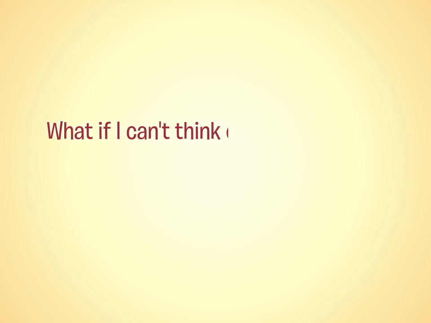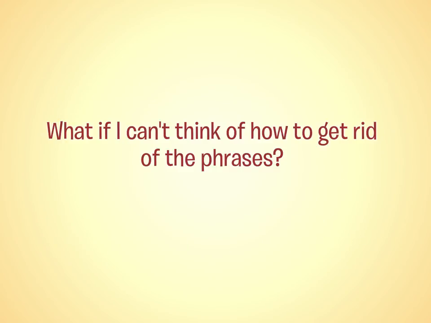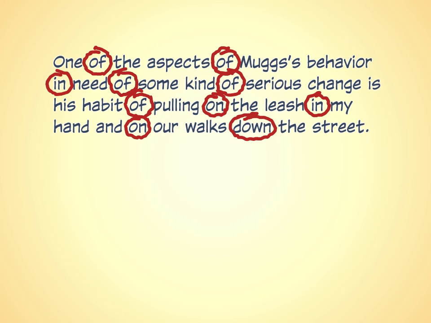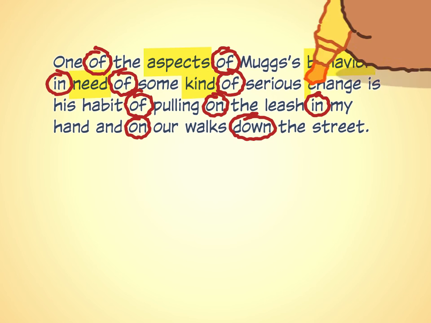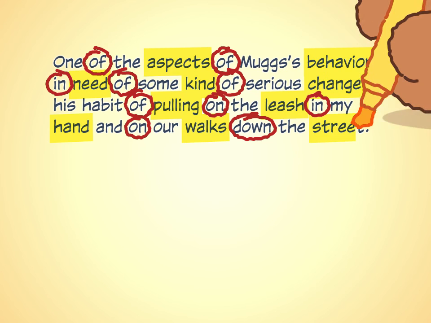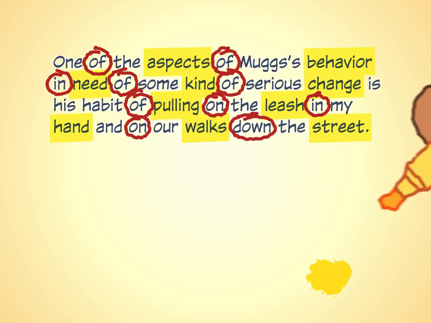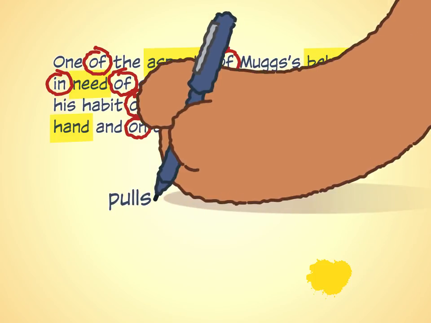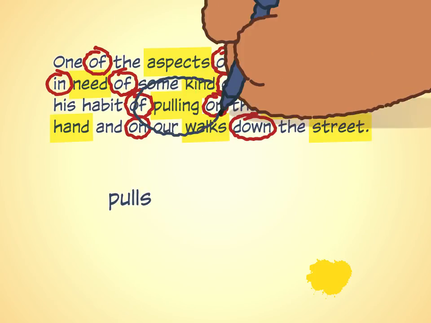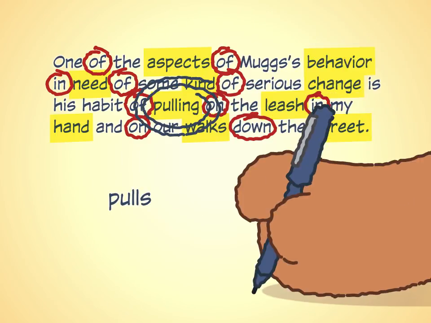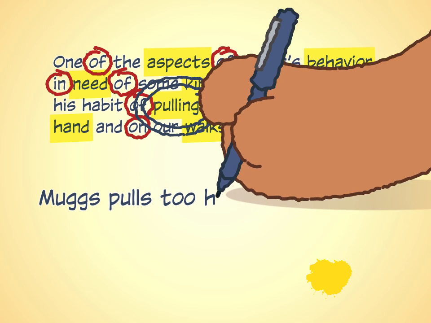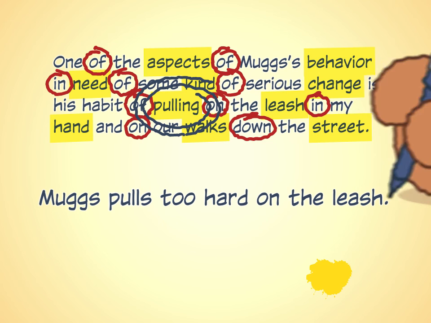What if I can't think of how to get rid of the phrases? Here's a trick. After circling the prepositions, look at the objects in each phrase. Can any of these nouns be converted into verbs? Have you hidden a better verb from yourself by dressing it in noun's clothing? That's exactly what happened in the sentence about Muggs. The best verb, pulls, is included in the sentence, but it's used as the noun pulling. Once you've made pulls the verb, you'll see that most of the prepositional phrases drop out of your sentence because you simply don't need them anymore.